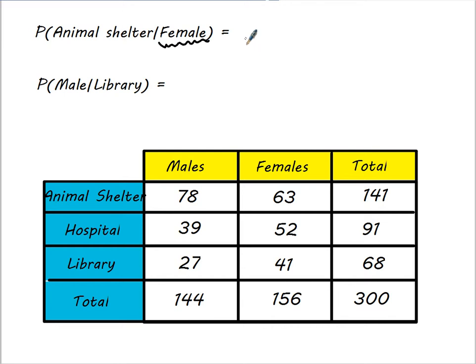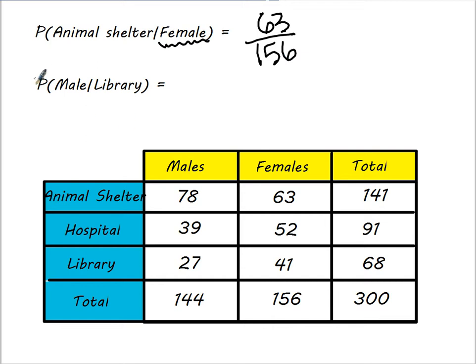Now the reason why this is different than the joint probability is I'm not talking about all 300 people anymore because not all 300 people are girls. I'm just talking about the girls, so my denominator is now going to be those 156 girls. And how many of those girls work at the animal shelter? 63 of them. This is going to be my conditional probability.